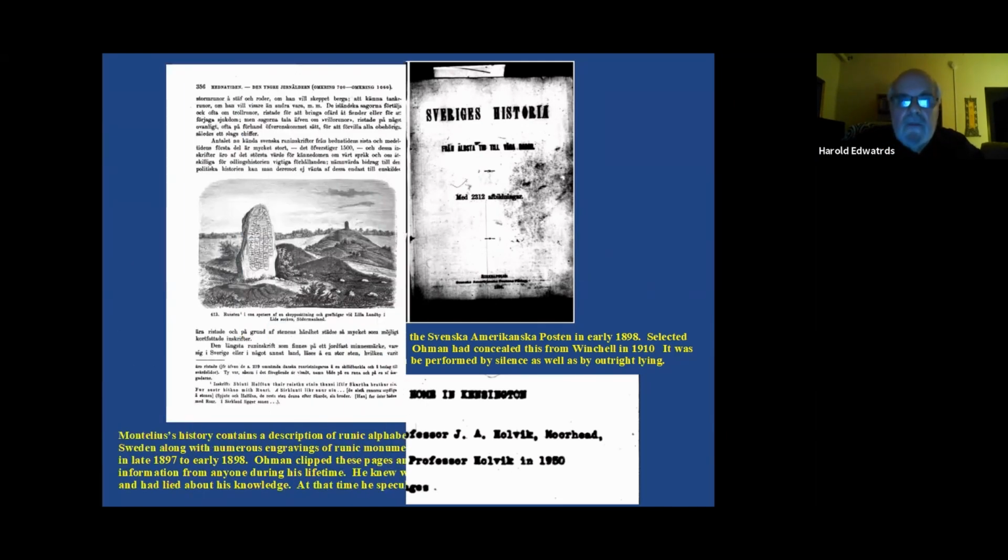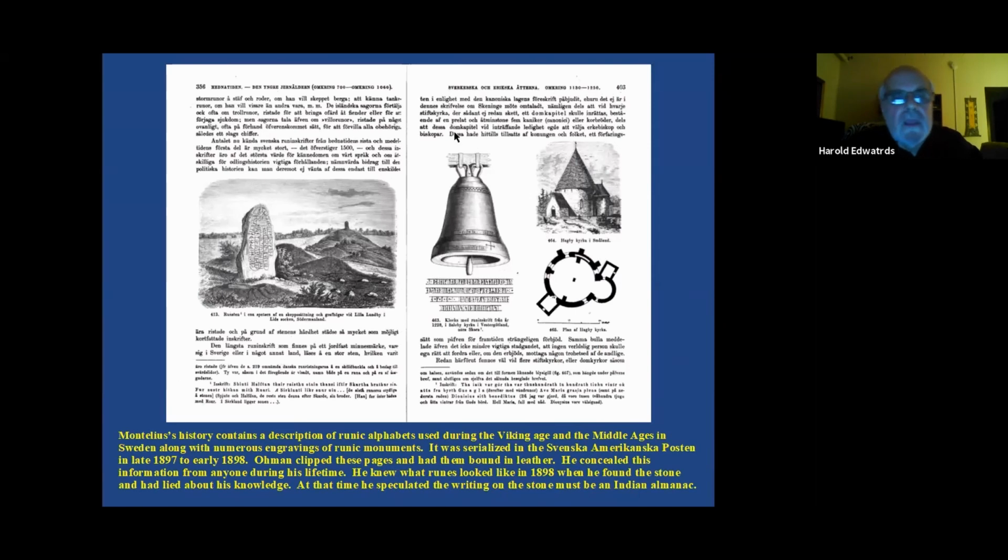And the point is, Olaf Ullmann secreted this book. And this book has numerous engravings of rune stones. And here's this bell again. It has sections on the use of runes, on the history of the Swedish language. So certainly by the time Mr. Ullmann dug up this mysterious stone, he would have known that the writing on it was runes and not an Indian almanac. Whether he carved it or not, he would have known that.